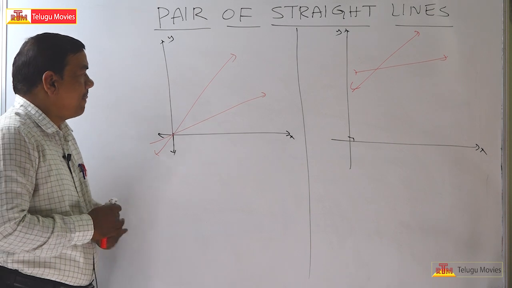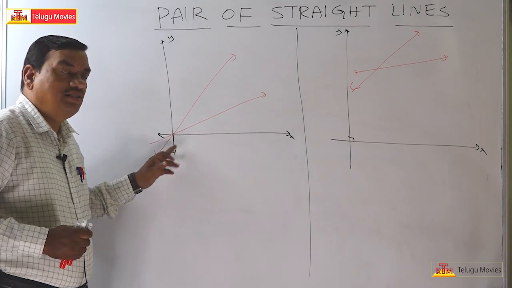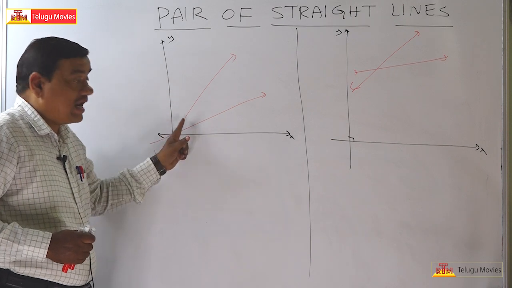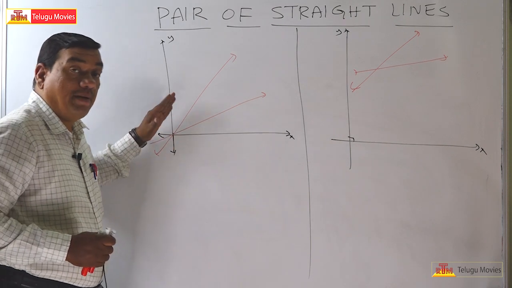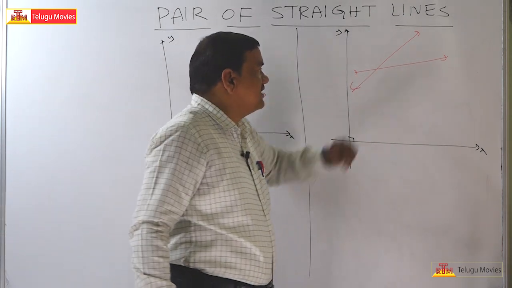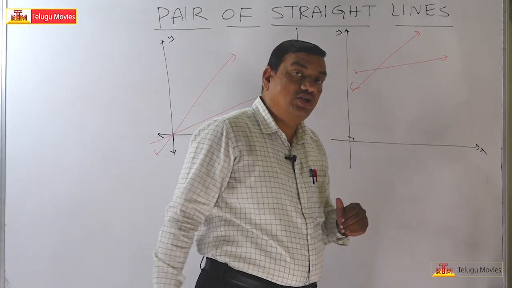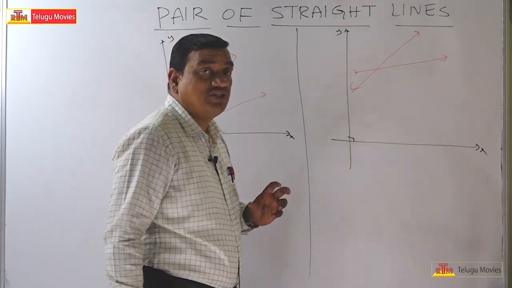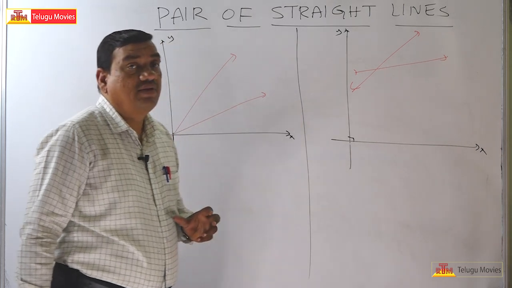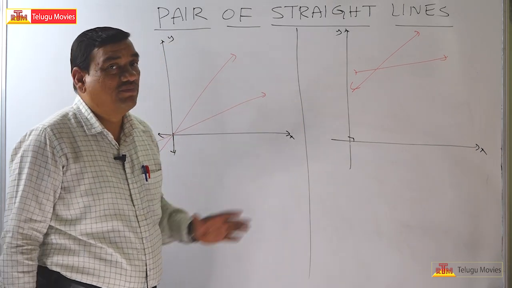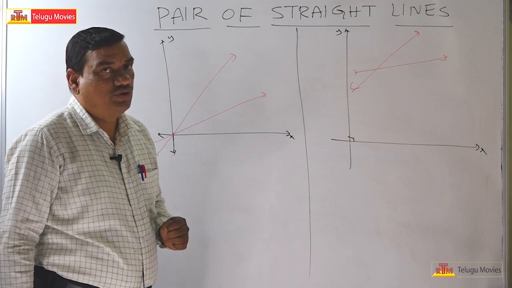One case is the lines passing through origin: their equation, the angle between them, and if these two lines coincide or are perpendicular, then what are the conditions? If these two lines are not passing through the origin, then what about their equation? First of all, what are the equations and what is the angle between them? If they are perpendicular, parallel, or coincide, what is the condition between them? All those things we are going to see.